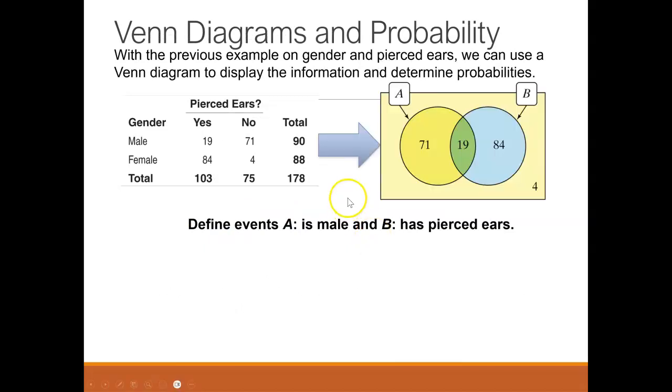So if we construct a Venn diagram from this, again, you want to start with the inside, the intersection. Then the males that don't have pierced ears is the stuff in A but not in B, so that's the 71. The stuff in B that's not in A is the 84. And the stuff that's in neither circle, the complement of both, is the 4. Everybody's good?